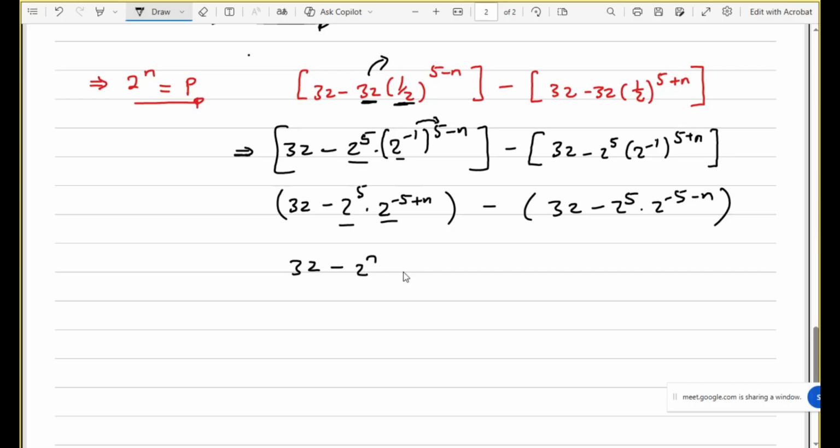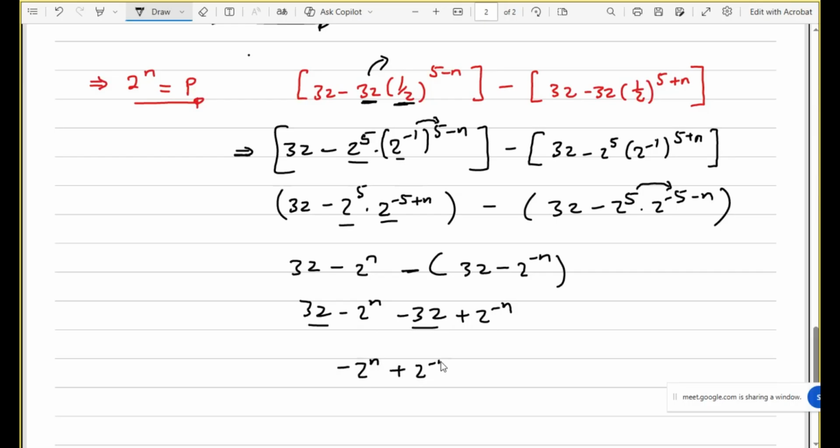Then we need to subtract inside the bracket. 32 minus, this is also 2 to the power minus n, because the 2s just give us 0. Multiply out the bracket by that negative. So this is minus 32 plus 2 to the minus n. So the 32 cancels, we are left with negative 2 to the n plus 2 to the minus n.